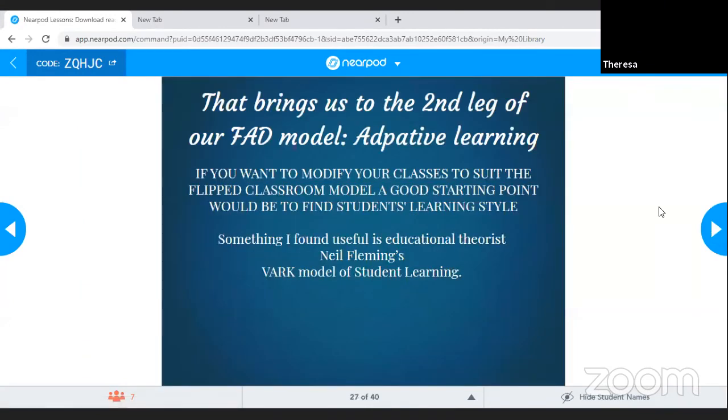Now, that brings us to the second leg of our FAD model. If you've stayed with us, the F stands for the flipped classroom. So now we're going to go to the A, which brings us to adaptive learning. If you want to modify your classes so that they suit your flipped classroom, a good starting point is going to be to find out what your learners need. What are the learning styles that they have? Now, something that I have found useful is educational theorist Neil Fleming's VARK model of student learning.